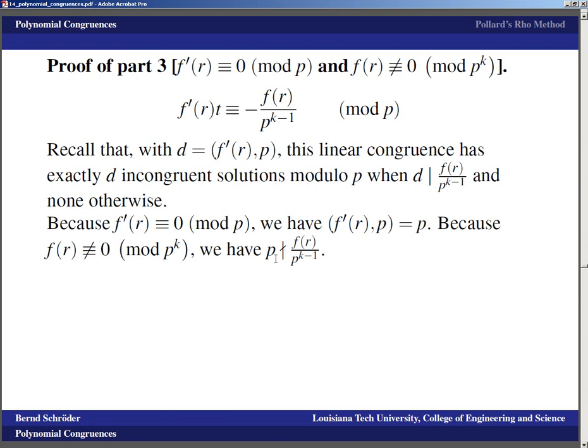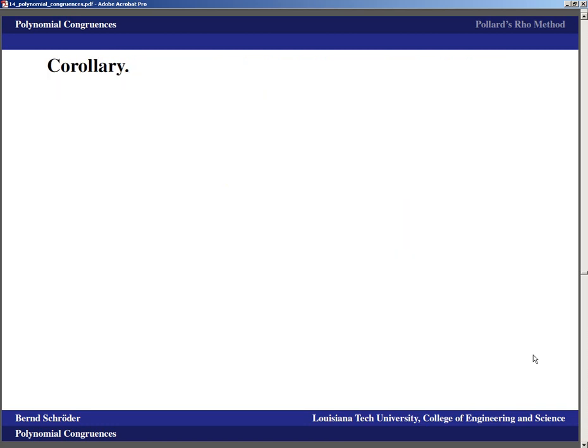Which means that p does not divide f of r divided by p to the k minus 1. And that means that we're in the otherwise case, so we have none. Hence no value of t provides a solution in this case. And that's the end of the proof of Hensel's lemma.